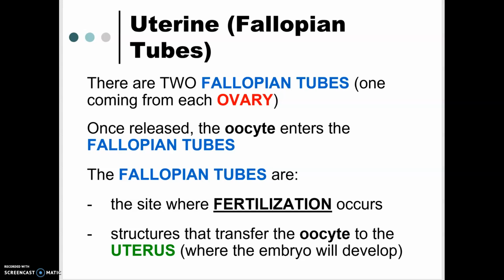The fallopian tubes are the structures that are going to transport the oocyte to the uterus. So the oocyte, or the egg, is produced in the ovary. It's released from the ovary. It's collected into the fallopian tube, and the fallopian tube carries that egg into the uterus.